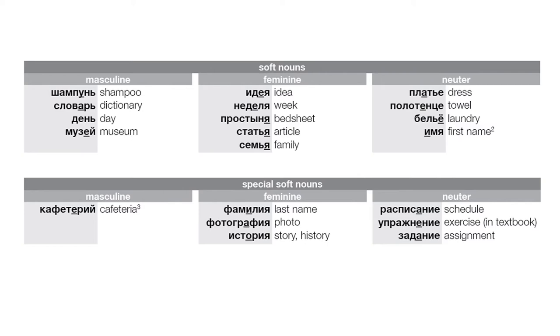Again, that one is tricky. Статья, right? Practice spacing it out. And again, note that that soft sign is not superfluous. There's a reason it's being written there. Статья.